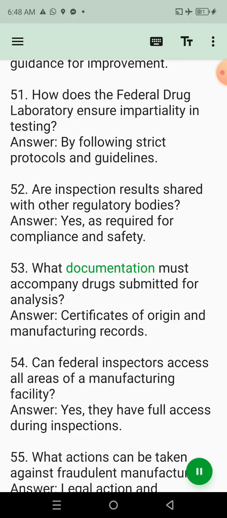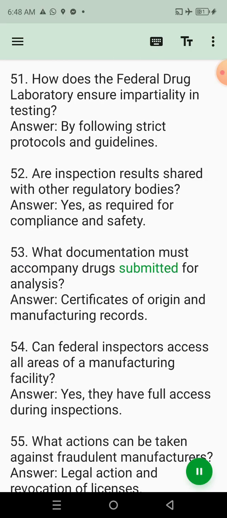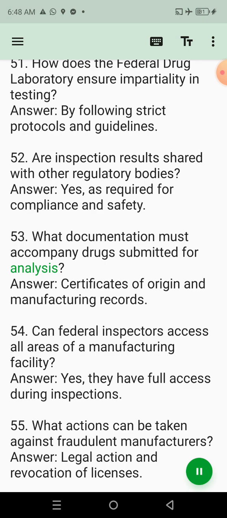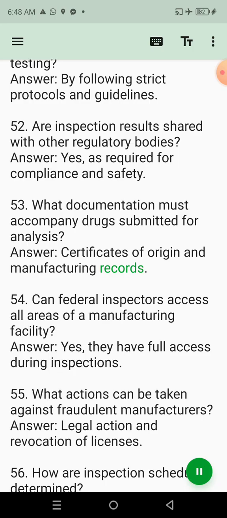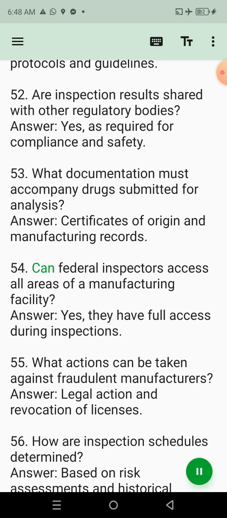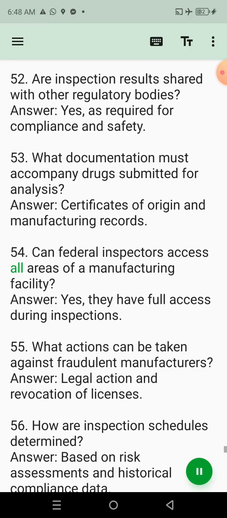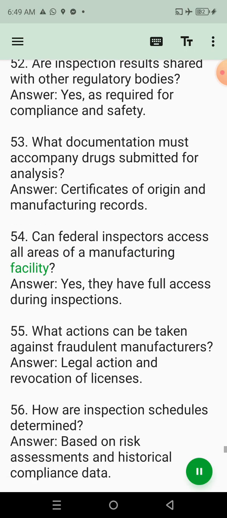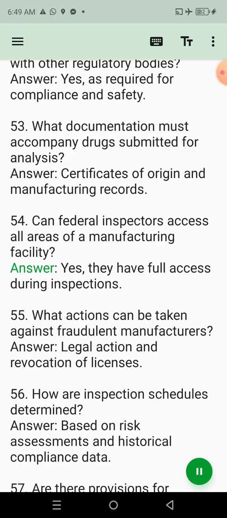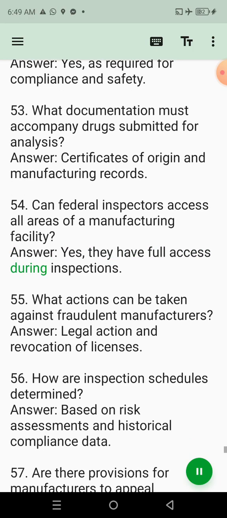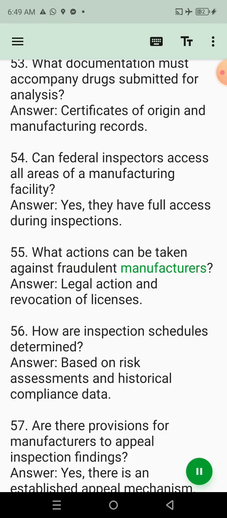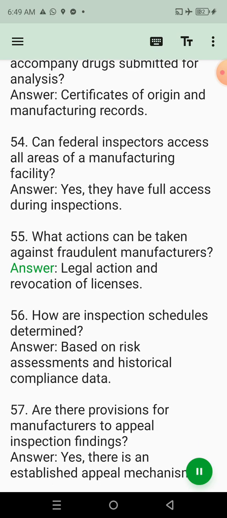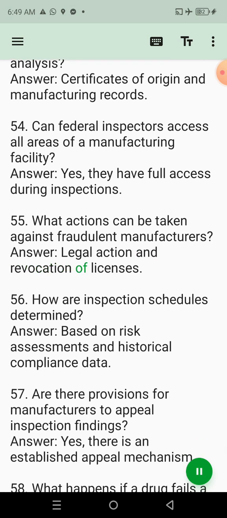53. What documentation must accompany drugs submitted for analysis? Answer: certificates of origin and manufacturing records. 54. Can federal inspectors access all areas of a manufacturing facility? Answer: yes, they have full access during inspections. 55. What actions can be taken against fraudulent manufacturers? Answer: legal action and revocation of licenses.